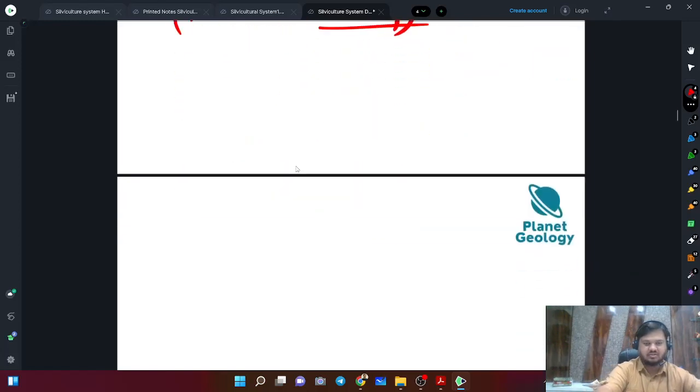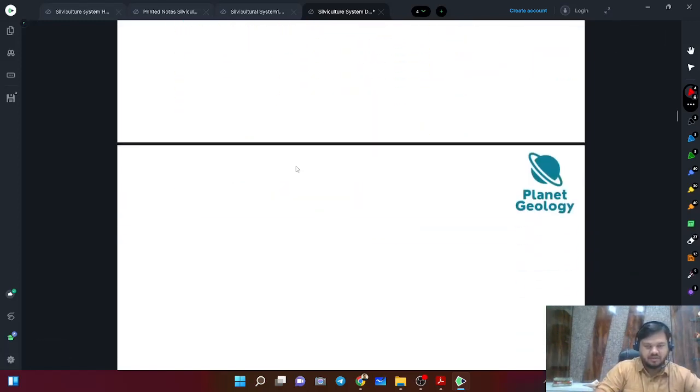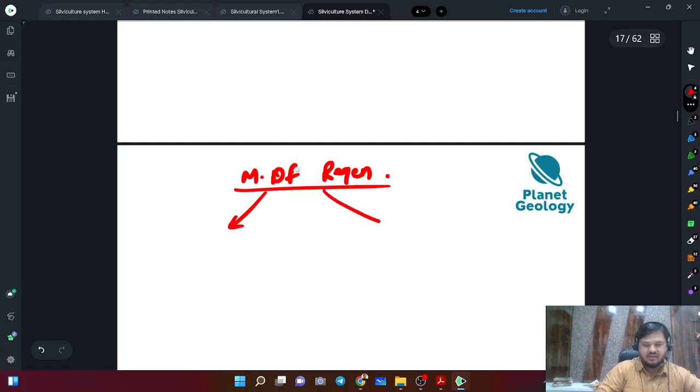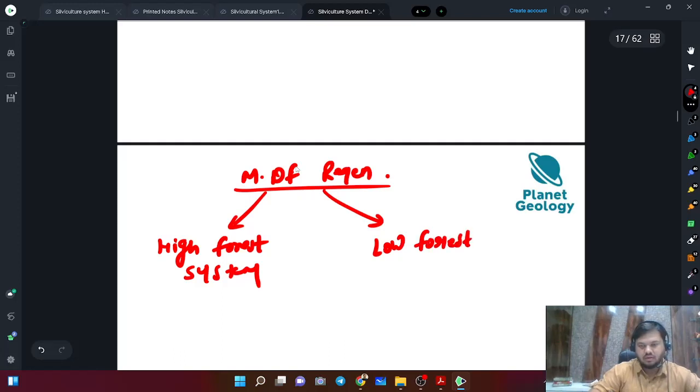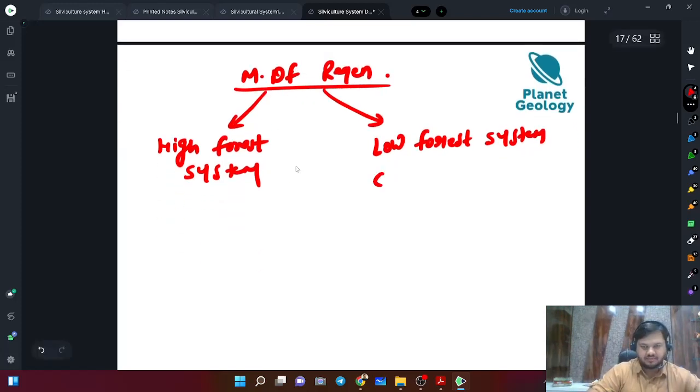So, on the basis of method of regeneration, right? On the basis of method of regeneration, silviculture systems are classified as high forest system, and you can say low forest system, right? Just to have that synergy. But instead of low forest system, the better word is the coppice system, right? So I hope you understand, right?